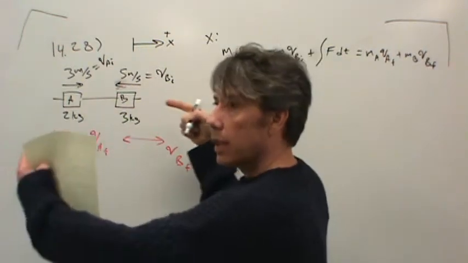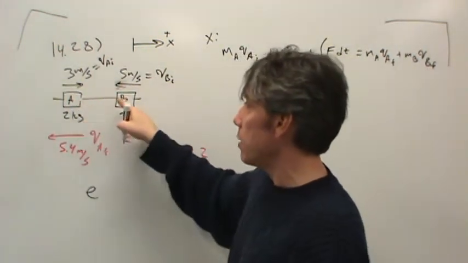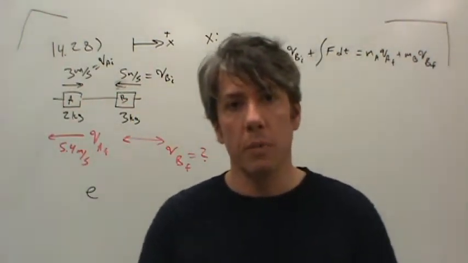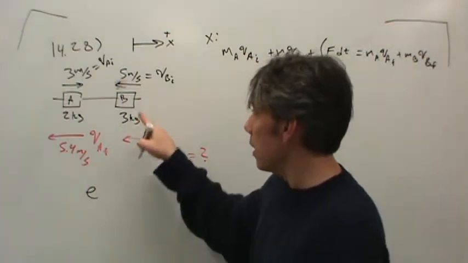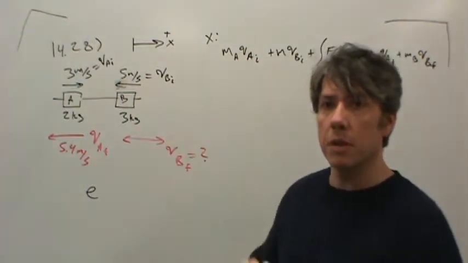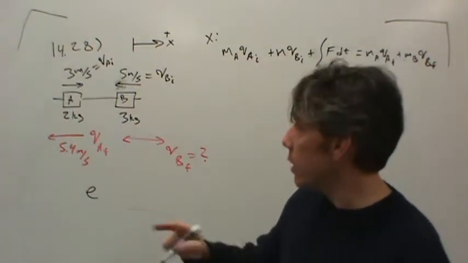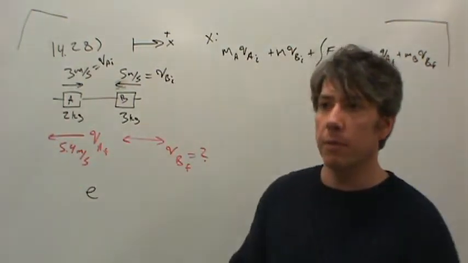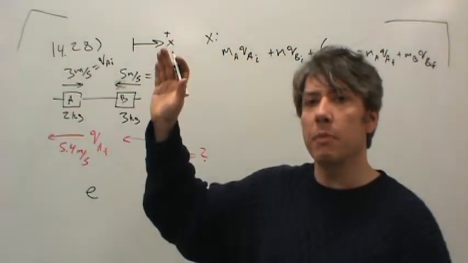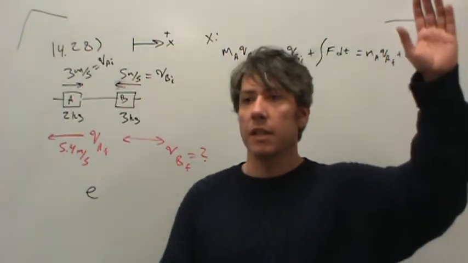So when the two collide, there will be force from A onto B and force from B onto A. Which one will apply the higher force? I'll give you a hint. B has more mass. Which one applies the higher force during the collision? Here's another hint. A goes off in this direction. So which one applies more force? B. How many people want to say B? Anybody want to say A?